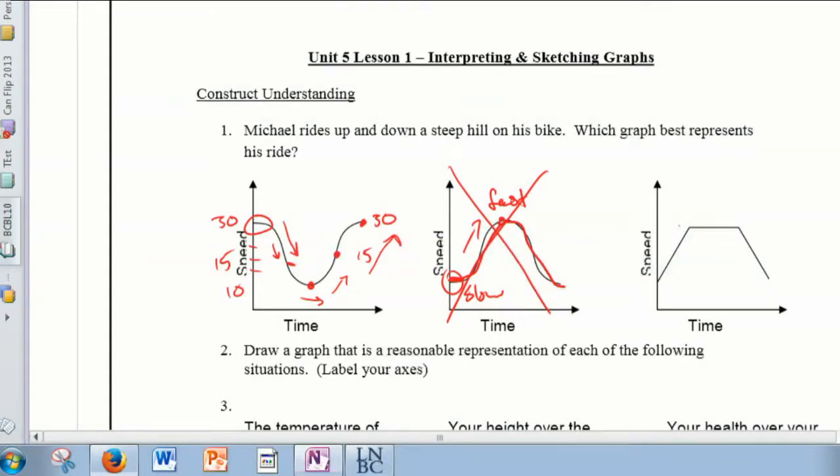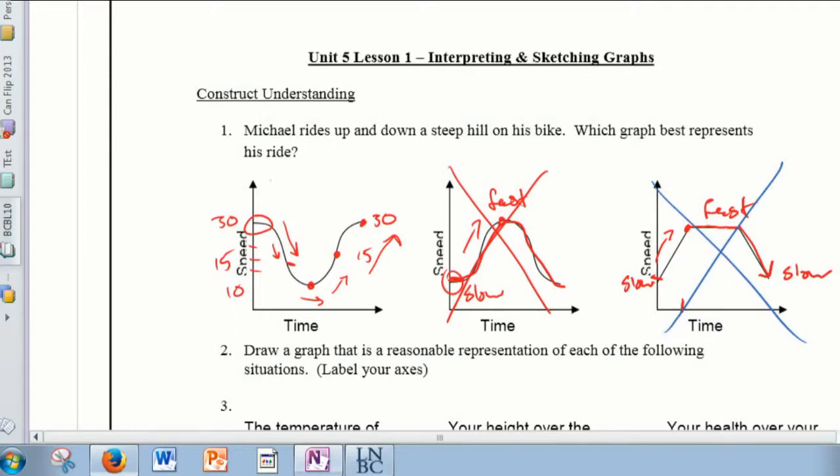How about this last one? Again, we're starting off slow, and then we're increasing speed, and then we have this one point in time where we change from increasing speed to going at a constant speed, and then we're slowing down again. This looks like the opposite of what we're hoping for as well, where we start off slow, then go fast, and then go slow again.